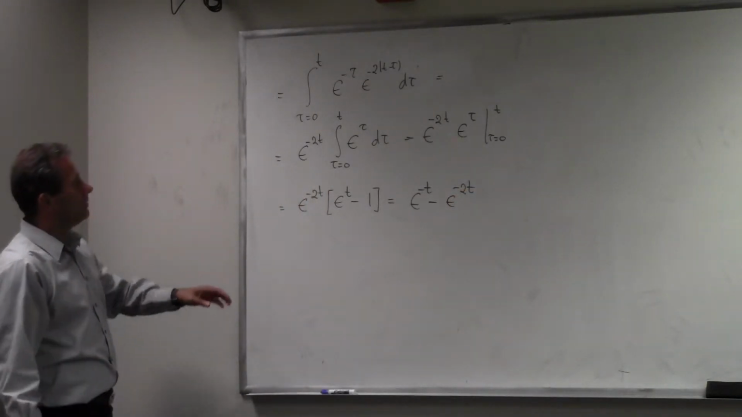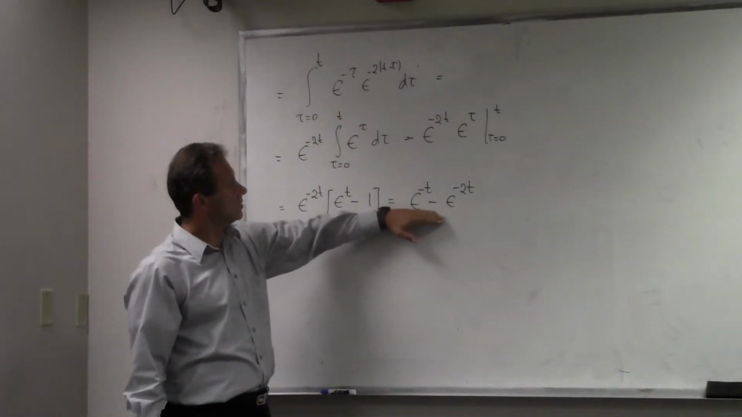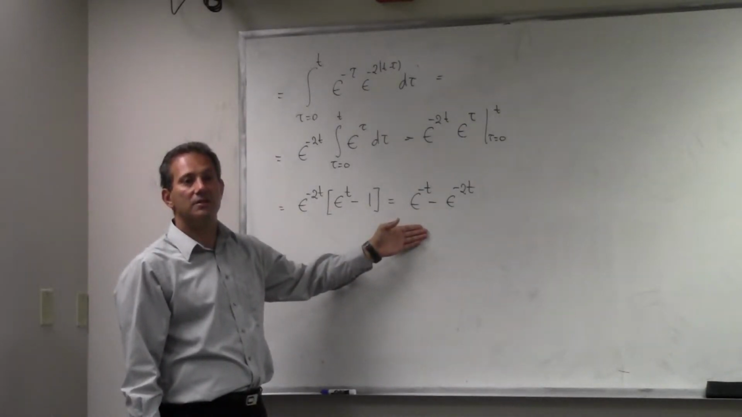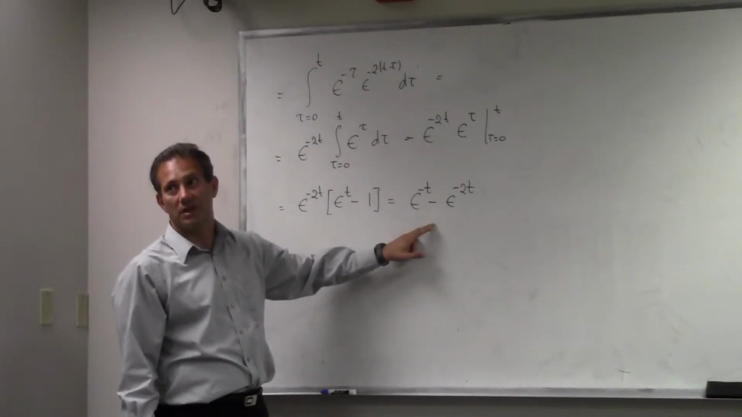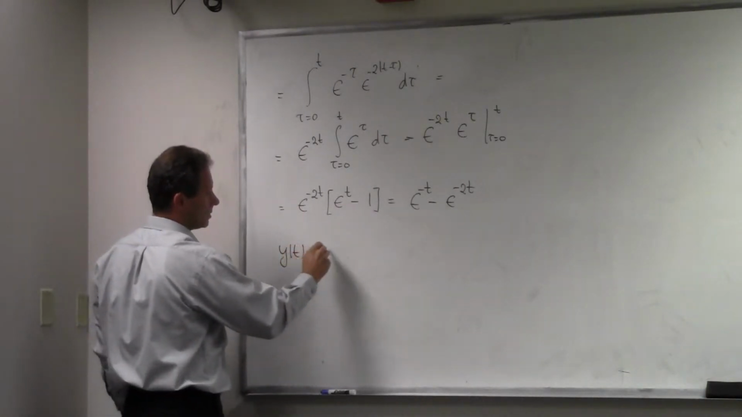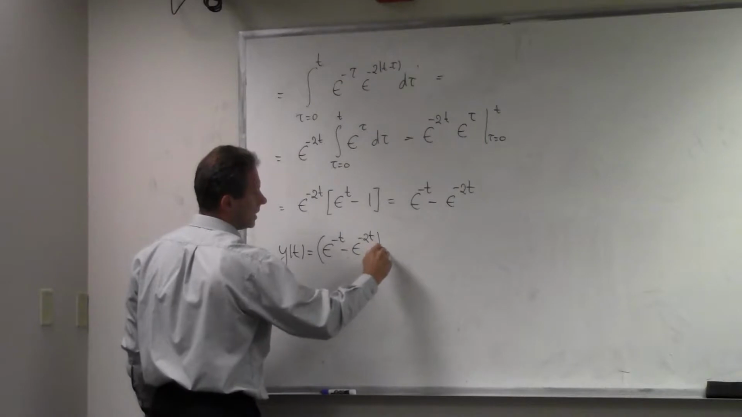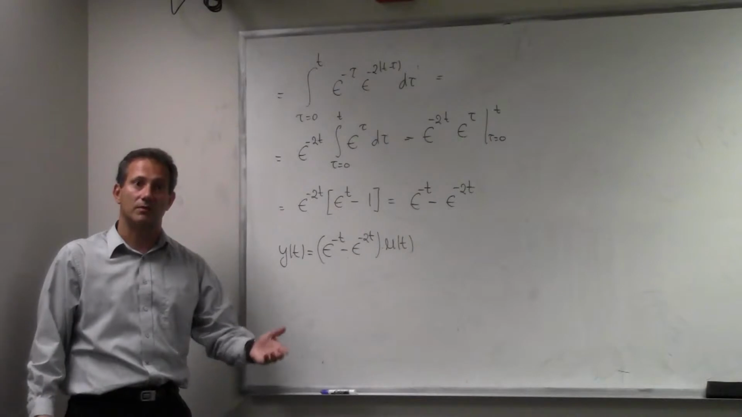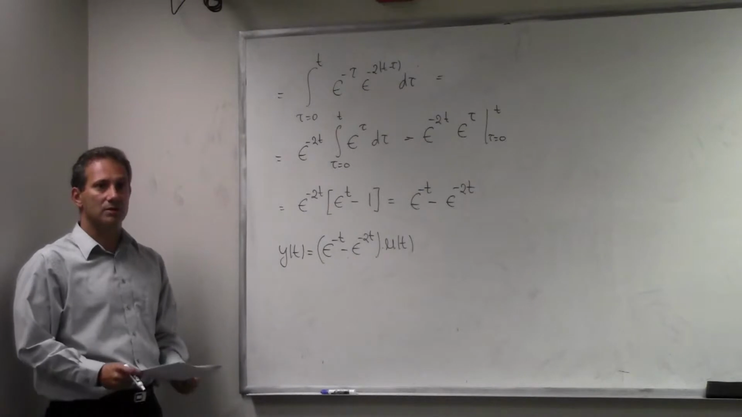Now, we've dropped these u of t's here, right? But now, as a result, you end up with this expression that appears to be valid for all t. Is that the case? No. This is valid only when t is greater than 0, right? So really, your output y of t is going to be e to the minus t minus e to the minus 2t, times u of t. Right? So that's the output. And the output is also causal. If you have an input that is causal and an impulse response that is causal, the output is causal as well.